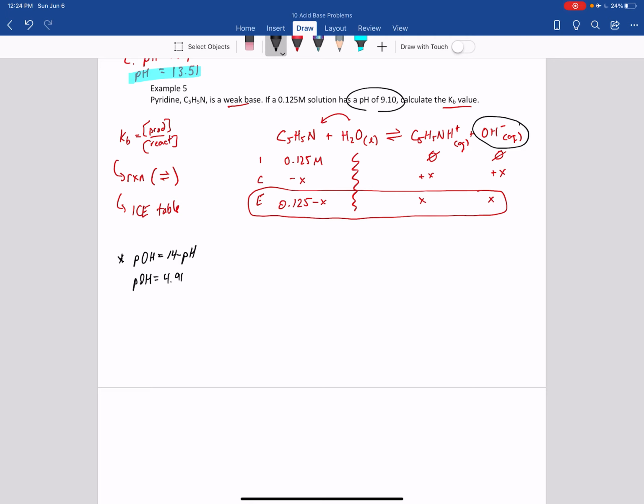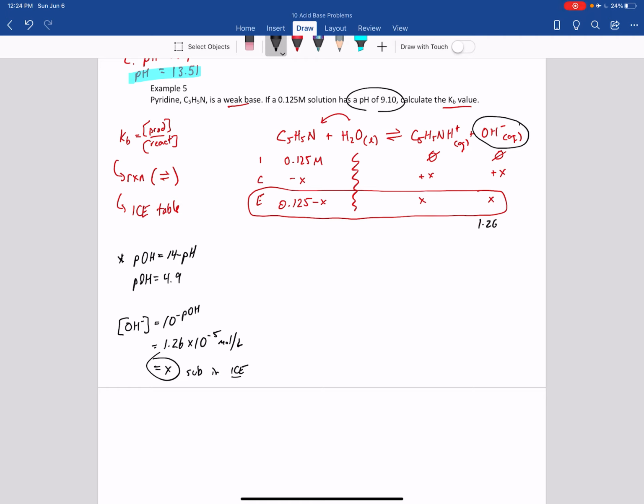Now we're going to use that for the hydroxide concentration, because we know 10 to the negative pOH will give us that value. So 10 to the exponent negative 4.9, not 4.91. Let's just clean that up. Gives us 1.26 times 10 to the negative 5 moles per liter. So now that we know that, that's also equal to x in this case. So we can sub that into the ICE table.